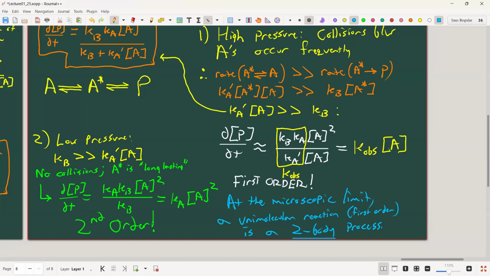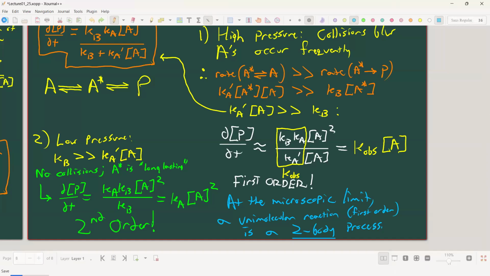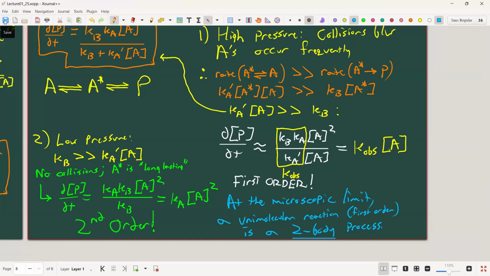Can I ask a question? Yes, of course. So I was kind of confused though, because it makes sense, but does the second body need to necessarily be the solvent? Well, it can be anything.